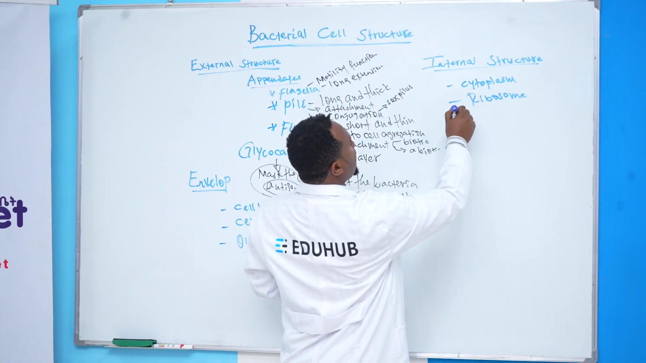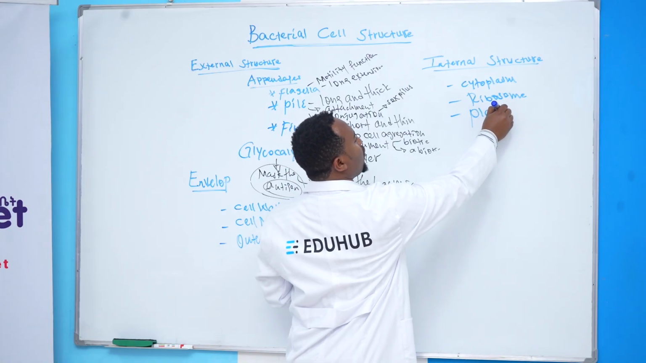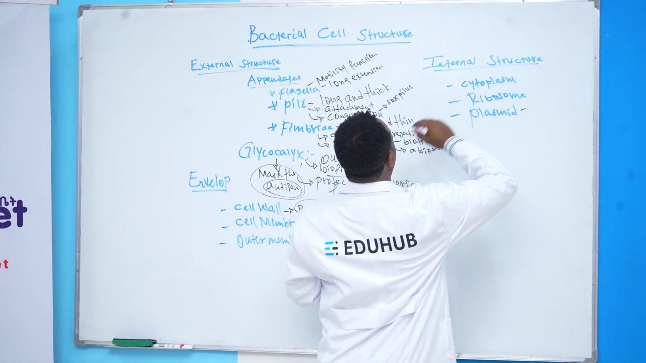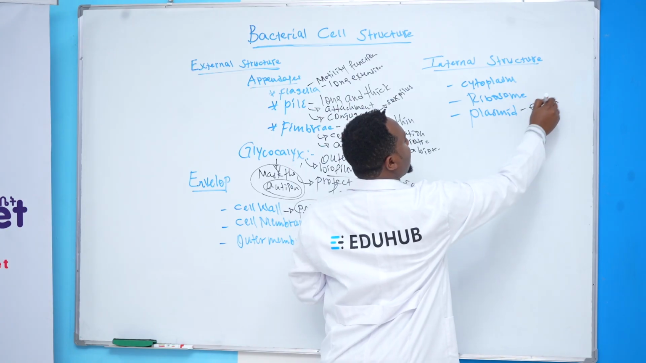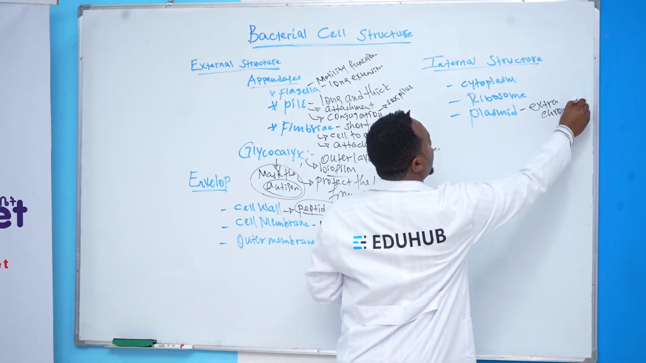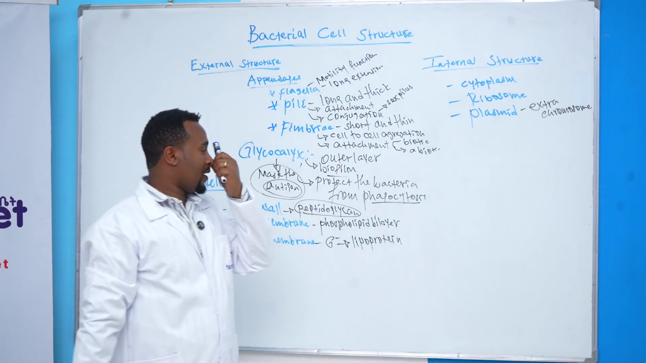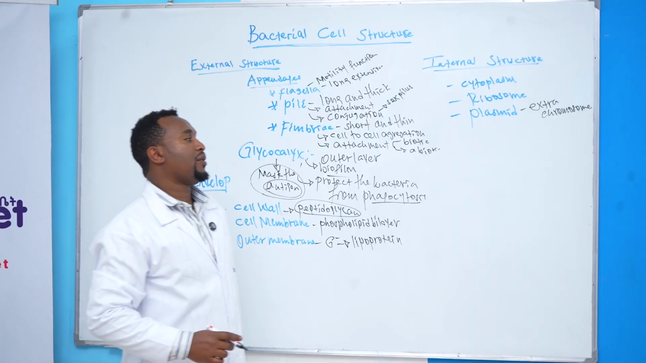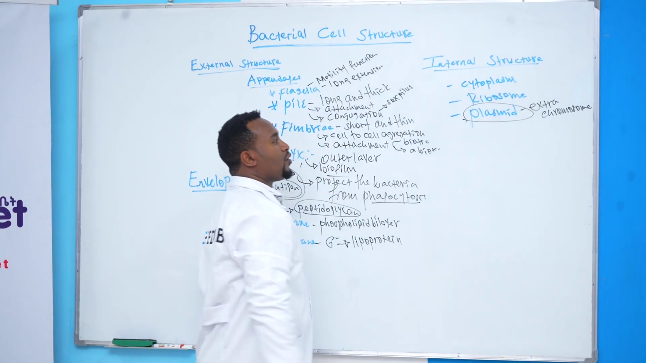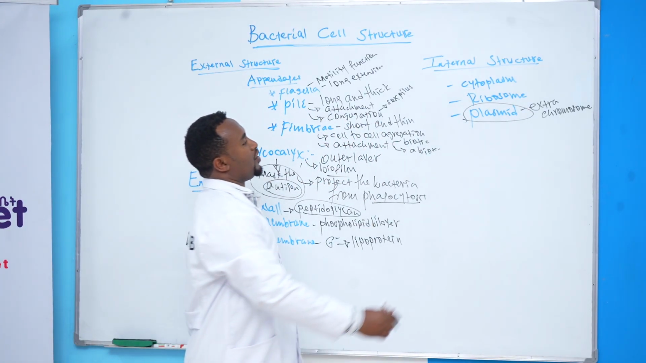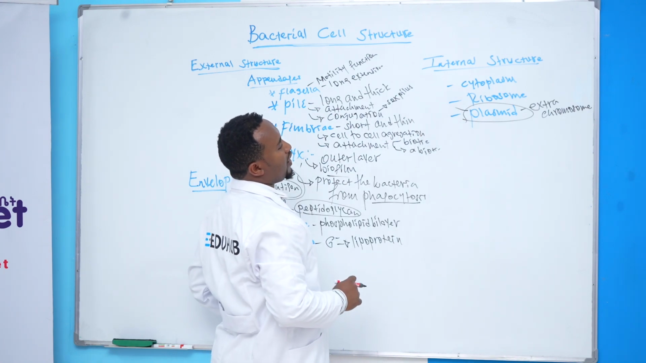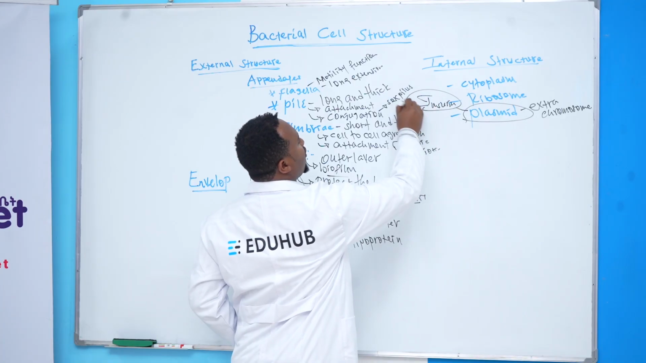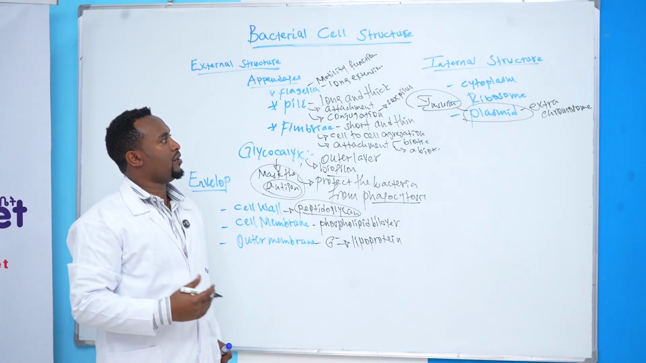And the other part of the internal structure is the plasmid. The plasmid is an extra chromosome. The bacteria have an extra chromosome, which is separate from the major nucleoid or the major genome. So this plasmid is very important for us. Different biotechnology is dependent on the plasmid. By using the bacterial plasmid, we can make different drugs, like insulin.